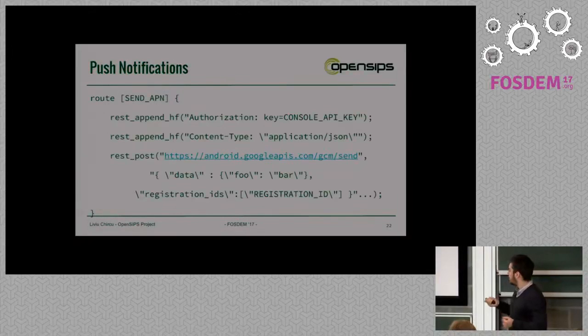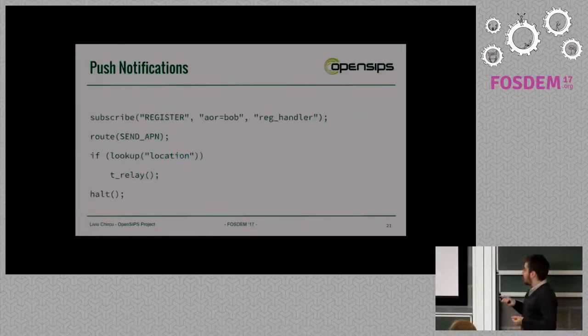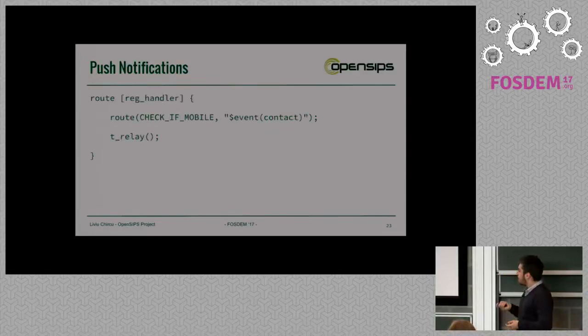We append some headers and make a post using the REST client module. And then I went back, and now we will fork to the existing branches and halt the execution. I think, yeah, I've also added the handler.